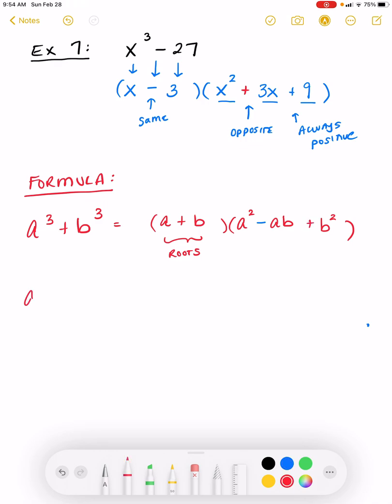So let's go ahead and write out the formula for a cubed minus b cubed. Again, it's a binomial and a trinomial. And this first binomial is going to be the two roots with the same sign in between. And then you're going to square the first root, multiply the two roots in the middle, and square the last root. And the signs are going to go same sign, opposite sign, and this last one is always positive.